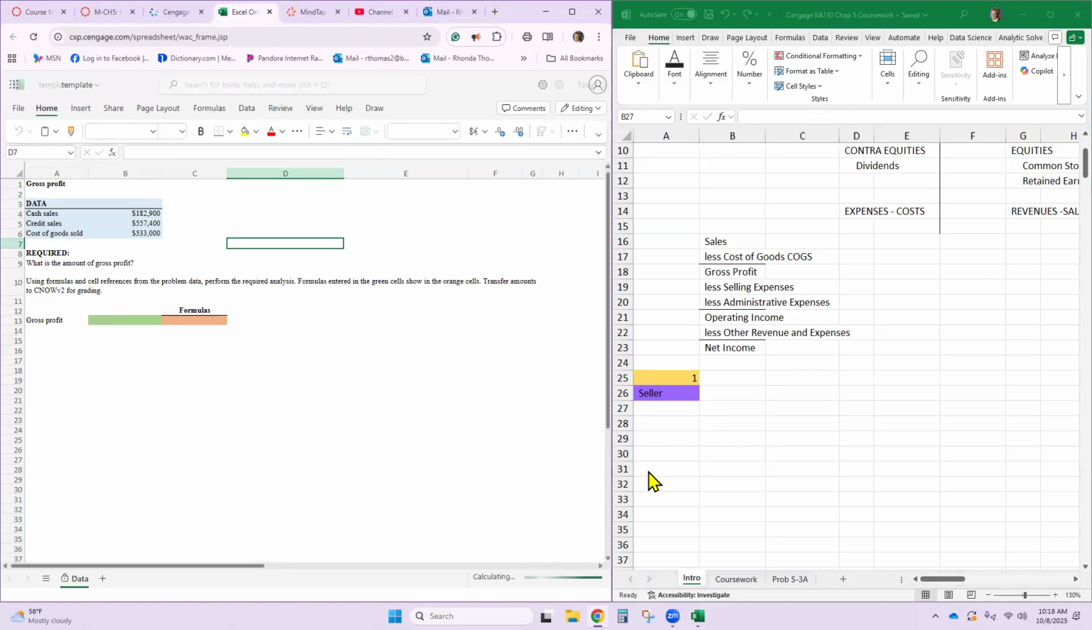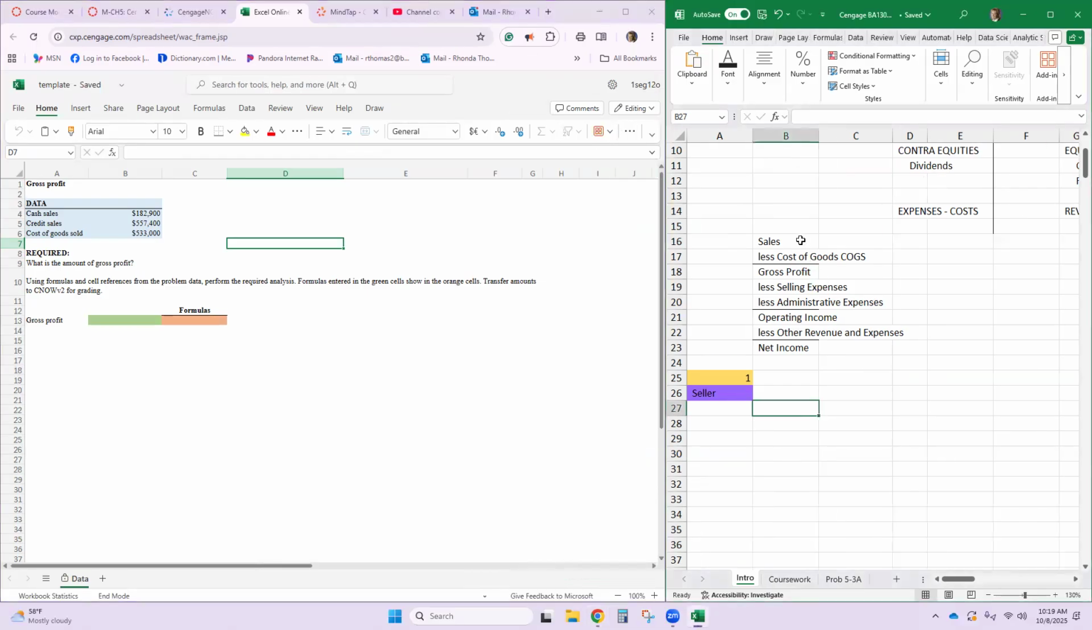All right, so we're going to figure out gross profit. So what is gross profit? It is sales less cost of goods sold equals gross profit. But once again, we've got 2 different kinds of sales here, right? So we have cash sales. I have cash sales of 182,900. And then I have credit sales. They're both sales. One we've just received the cash for, the other we haven't. We're waiting for it to come in.